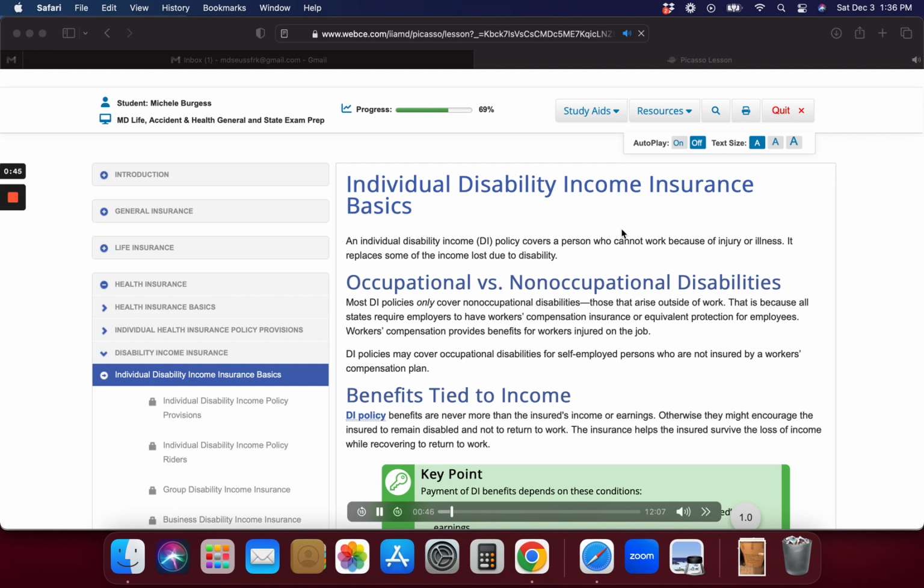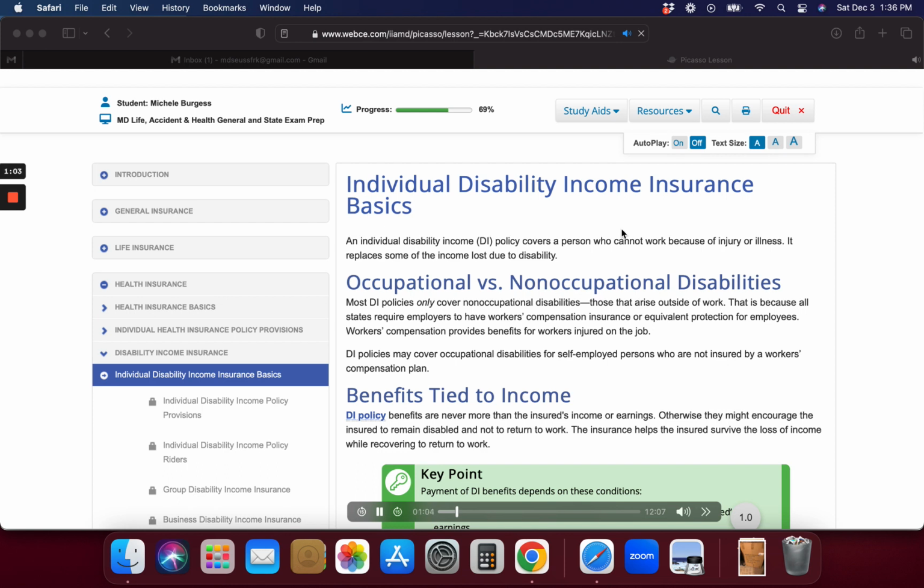Benefits tied to income. DI policy benefits are never more than the insured's income or earnings. Otherwise, they might encourage the insured to remain disabled and not to return to work. The insurance helps the insured survive the loss of income while recovering to return to work.